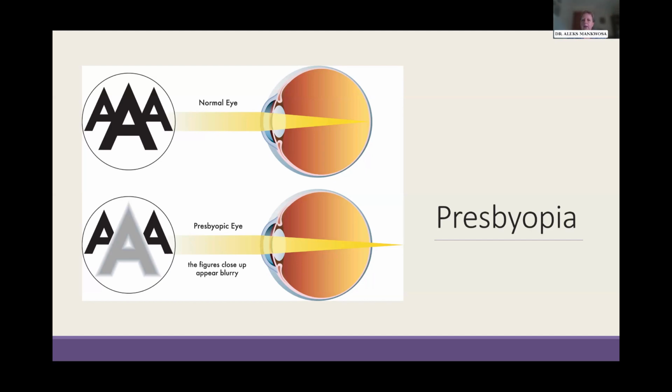Where problems occur is usually because patients have to work at closer working distances, perhaps for longer periods or in poor light, and this sustained effort becomes too much for them, and that's when they first begin to notice the symptoms.